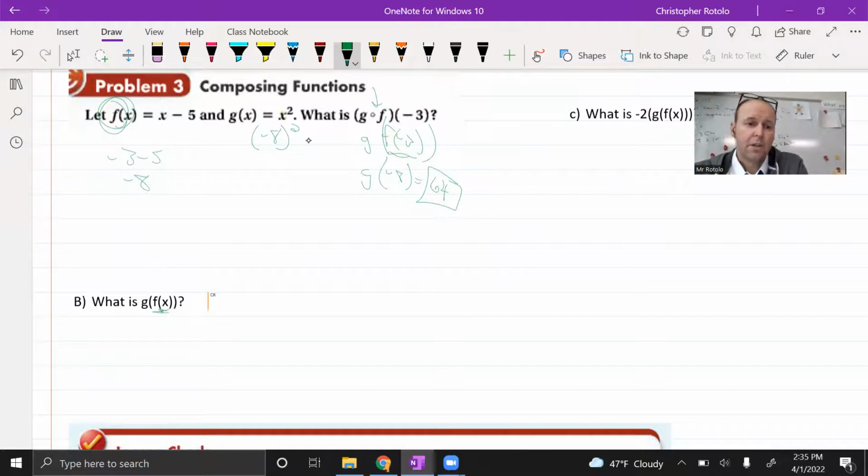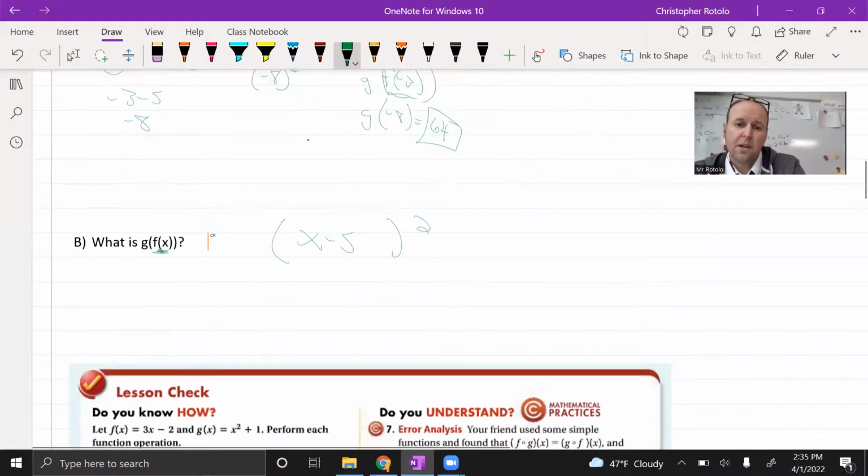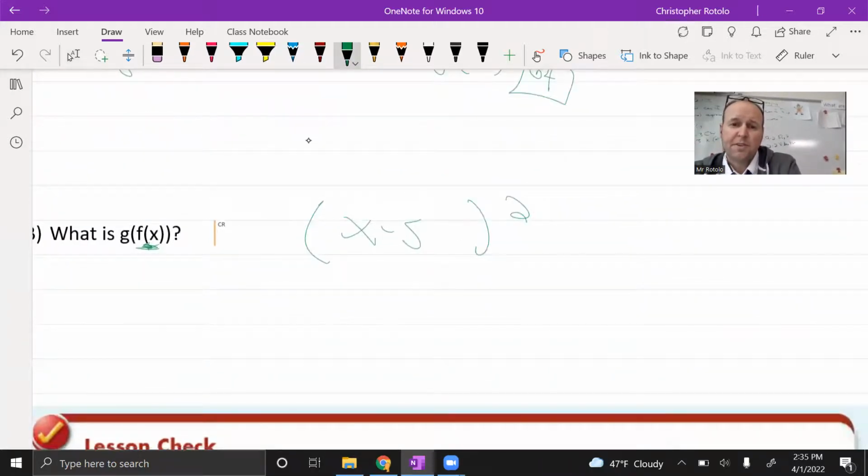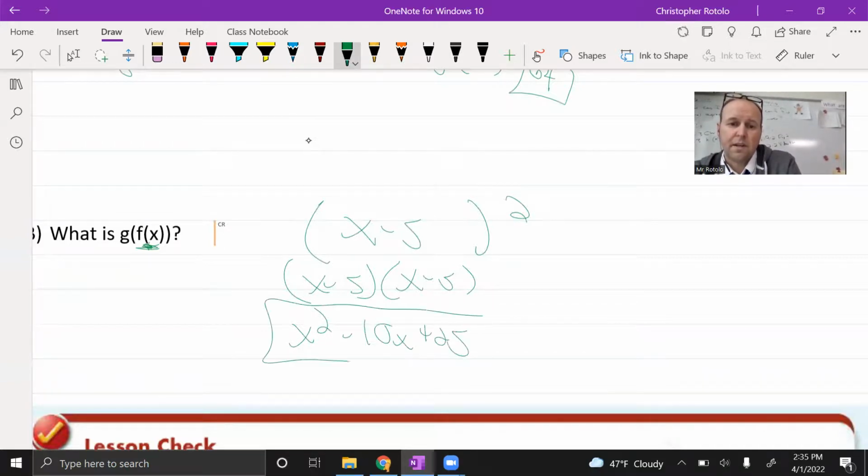So here's what we're going to do. I want g, which is x squared. So I need something squared. What am I going to square? I'm going to take this entire function. It's like substitution, x minus 5. Now, x minus 5 squared. Remember that means x minus 5 times x minus 5. So I have x squared minus 5x minus 5x, so minus 10x plus 25. All right, domain restrictions. I don't have any in this one.